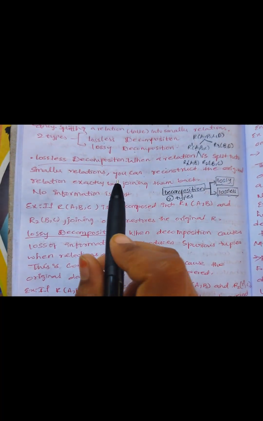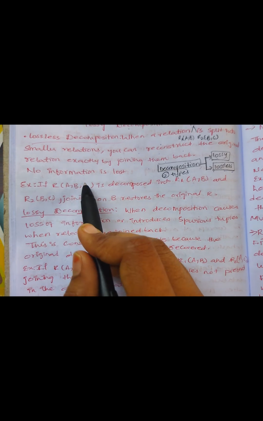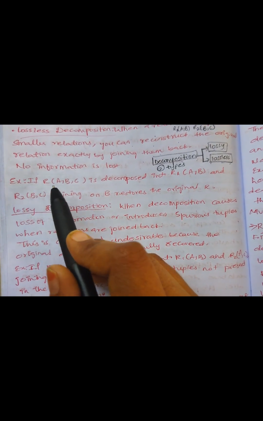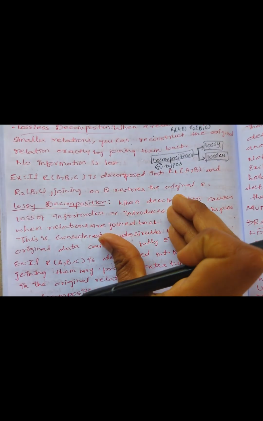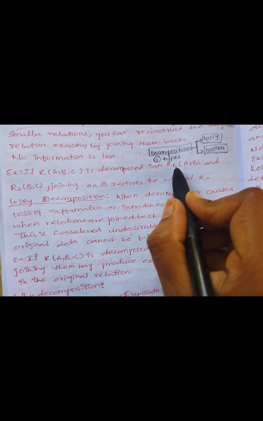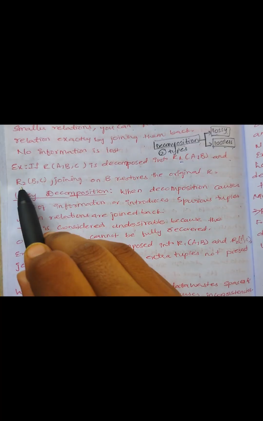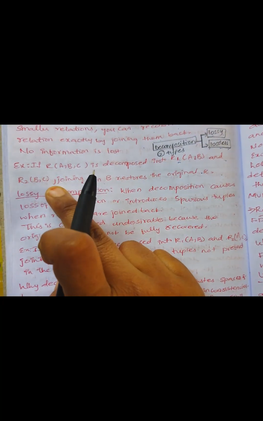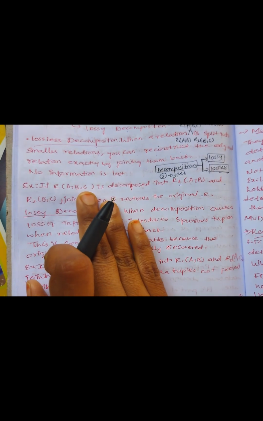No information is lost in the process of lossless decomposition. As an example, R is a relation, a table containing three elements A, B, C. It is decomposed, or divided, into two tables, R1 and R2. R1 contains A, B, and R2 contains B, C. Joining on B restores the original R. After joining these two, the original table remains, which is known as lossless decomposition.